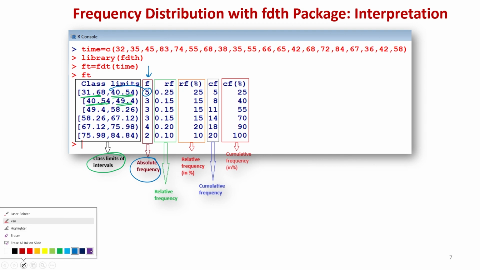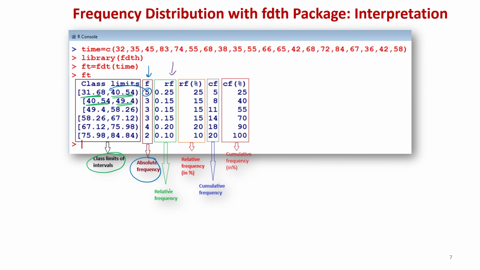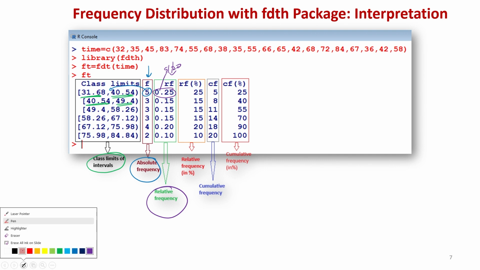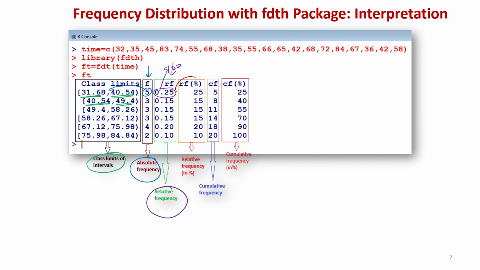Then the next column here is relative frequency. It is simply taking the absolute frequency 5 divided by 20, the total number of observations, and it gives you the relative frequency of the first class, and similarly all other frequencies have been computed. Now the next column is RF with a percentage sign inside the parenthesis. So this is the relative frequency in terms of percentage. So 25%, 15%, 15% and so on.